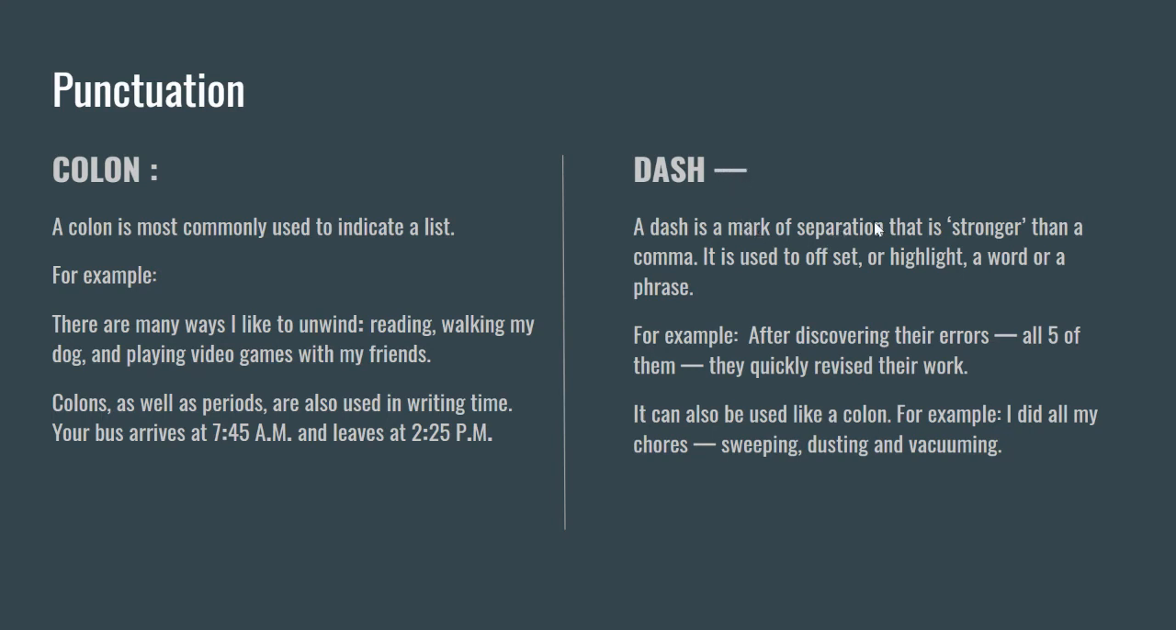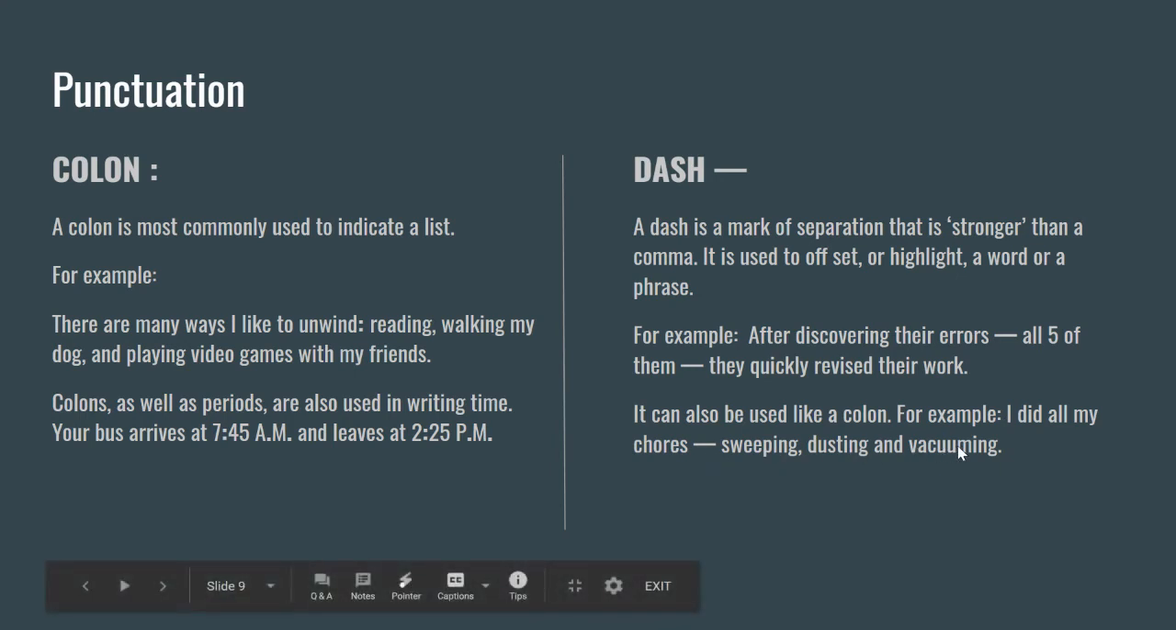So a dash is a mark of separation that's stronger than a comma. It is used to offset or highlight a word or a phrase. For example, after discovering their errors, all 5 of them, they quickly revised their work. It can also be used like a colon. For example, I did all my chores: sweeping, dusting, and vacuuming.